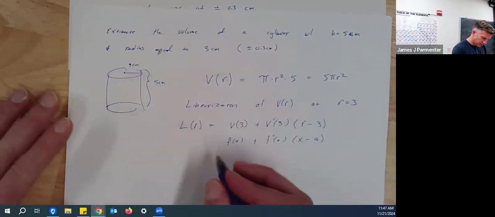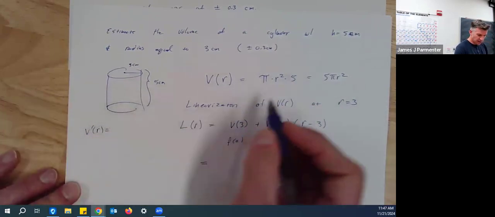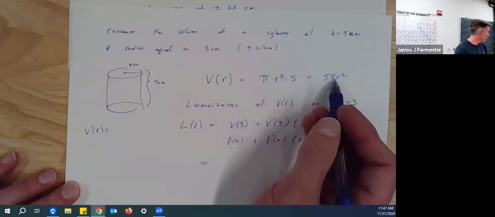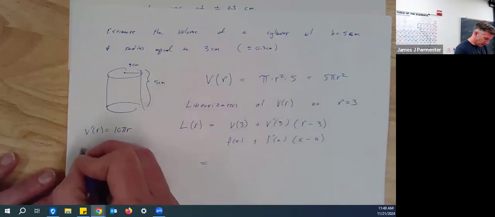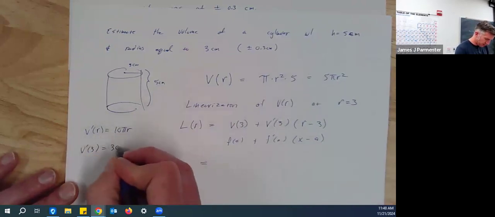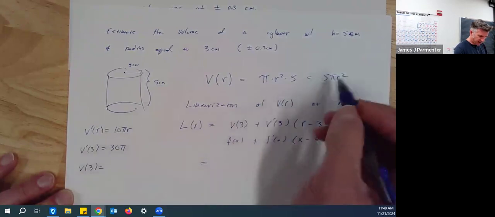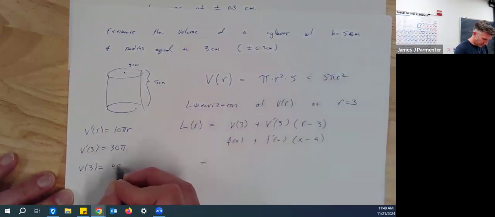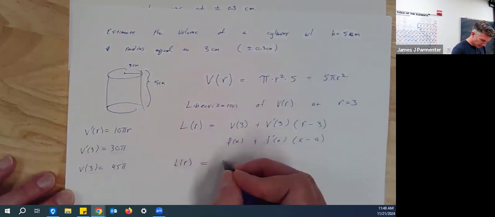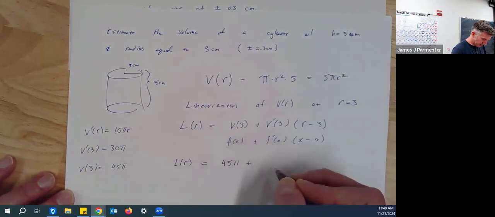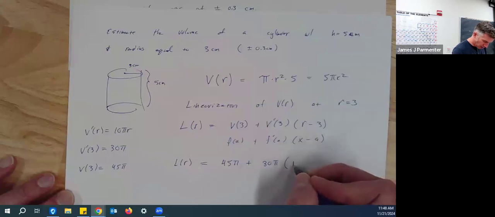Okay, so now let's plug in. I guess I should find the derivative here. V prime of R is going to be 10 times pi times R. And then my V prime of 3 is going to be 30 pi. And we already know that our V of 3 is 5 times pi times 3 squared, which is 45 pi. So here's what we've got. Our linearization is going to be 45 pi plus, that's a pretty strong derivative there, 30 pi times R minus 3.